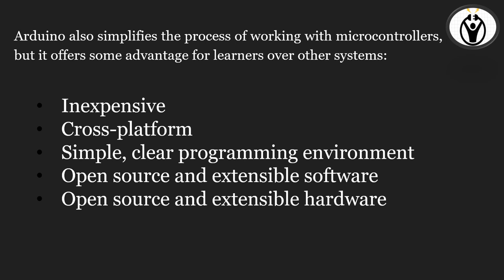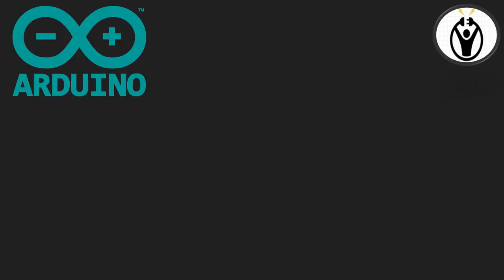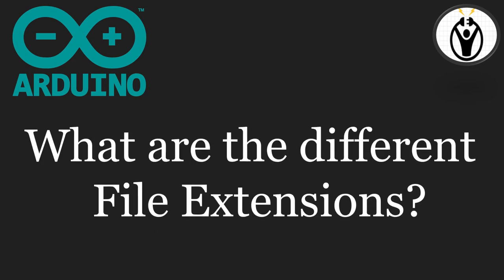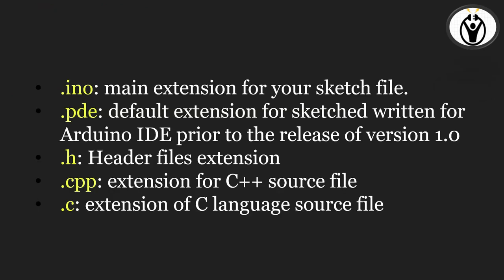So move on to the third question: what are the different file extensions? These are a little bit complex for you in the first lecture, but in upcoming lectures you will be clear with all these extensions. So first is .ino. It's the main extension for your sketch file. Sketch file means the file where you write your main code. So the main code is stored with the extension .ino.